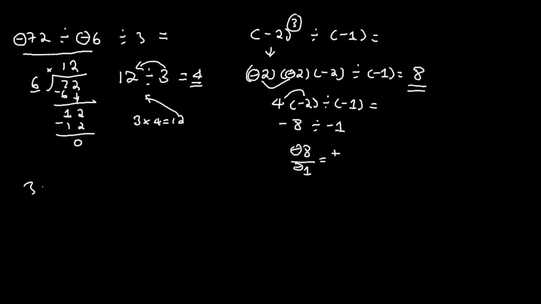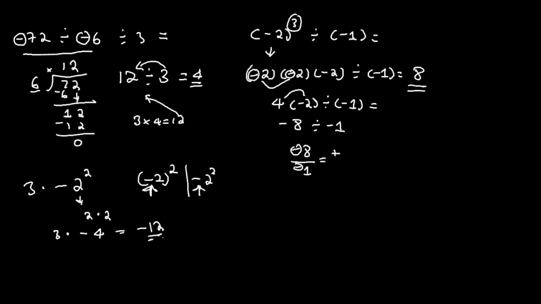Try this one. 3 times negative 2 raised to the second power. This here and this here is not the same. This one includes the negative, but this one you exclude the negative because it doesn't have parentheses. So basically this over here is 2 times 2. So 2 times 2 will be 4. Now rewrite the negative, and now you can multiply 3 times negative 4, which will give you negative 12. And that's how you multiply and divide integers.